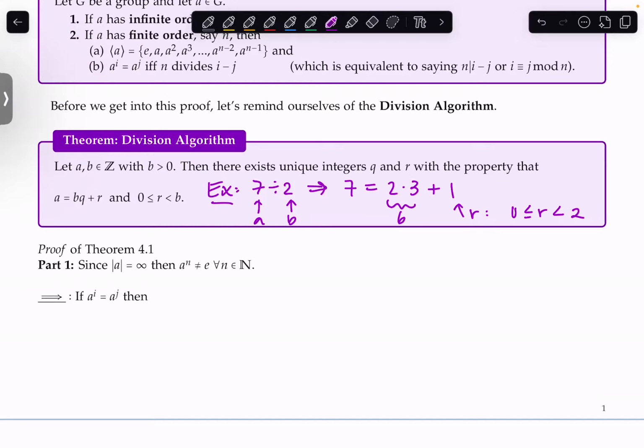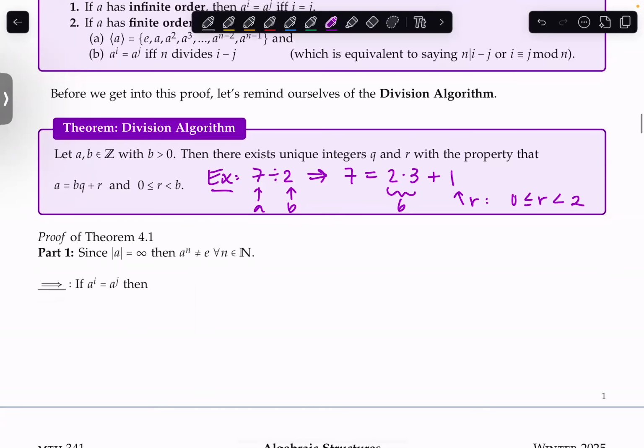And if my remainder piece there was bigger, that means I didn't pull out enough of my multiples of 2, right? If I had done 2 times 2, I'd get 4 and I'd be adding 3. That's telling me that I didn't pull out enough 2's, which is why I didn't get that specific r that I wanted that was between my 0 and that b that I'm dividing by. Okay, but we'll use this in our theorem to rewrite some of our pieces to actually be able to prove the statement here.